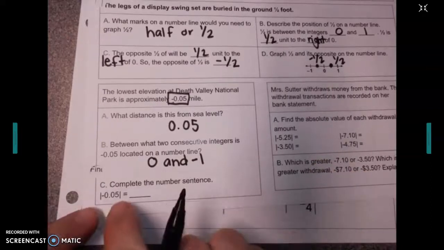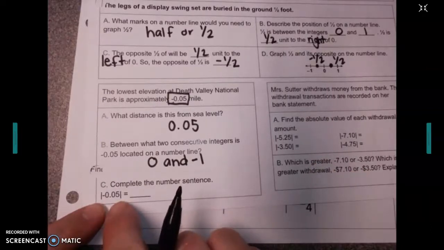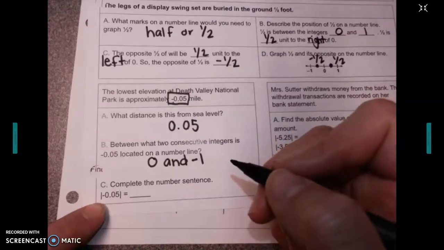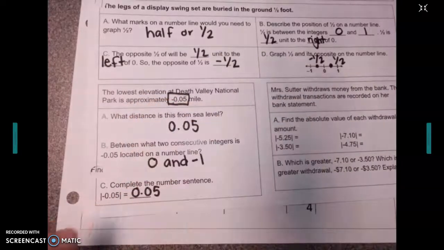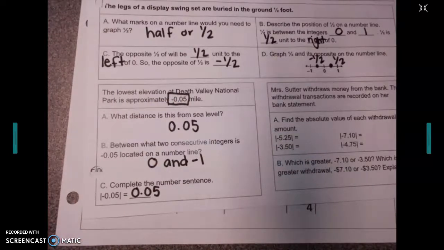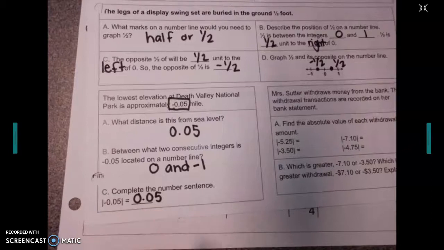Complete the number sentence. Remember, those are absolute value. What is the absolute value of negative 0.05? 0.05. Absolute value is how far something is away from 0 on the number line, and it always comes out positive.